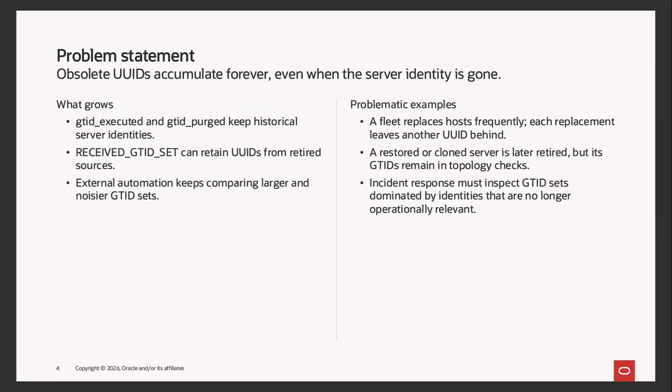Here are examples that can cause this issue. The customer has a fleet that replaces hosts frequently. Each replacement, and also a primary failover, leaves another UID behind. A restore or clone server is later retired, but its presence in the history is never removed. Incident response must inspect GTID sets, which in most cases are dominated by UIDs that are no longer valid and are just there making things slow.